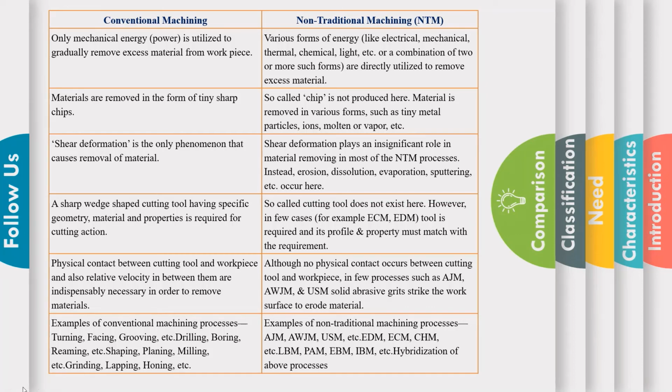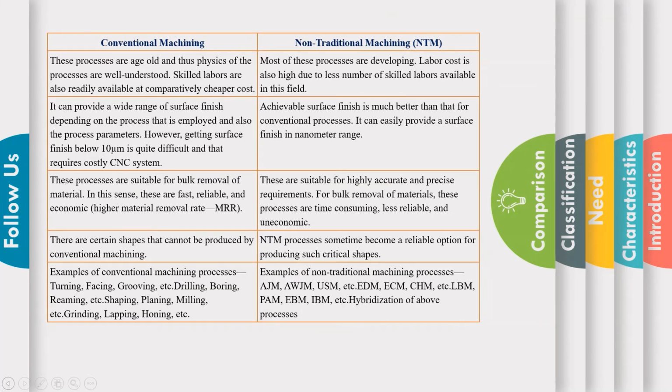Next point about conventional machining is that conventional machining processes are old. Thus, the physics of the process is well understood. So, skilled labor is also readily available at comparatively cheaper cost. But for non-traditional machining, most of these processes are still developing. Labor cost is also high due to the smaller number of skilled laborers available in this field.